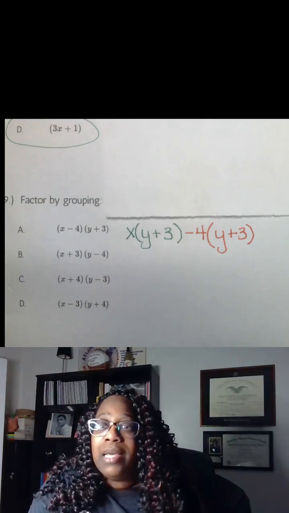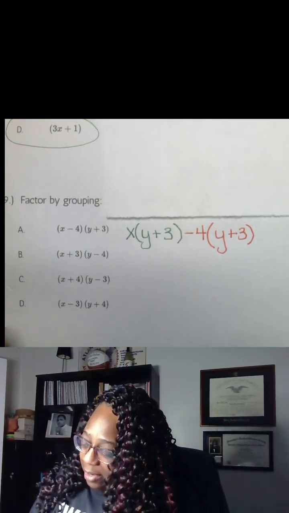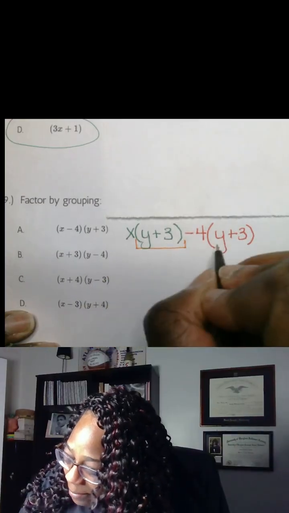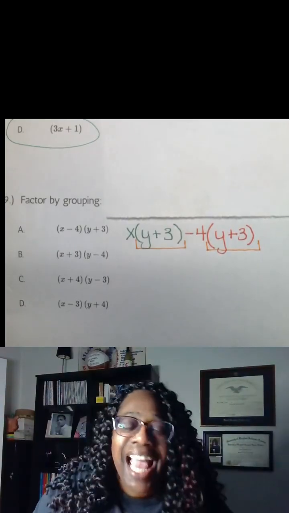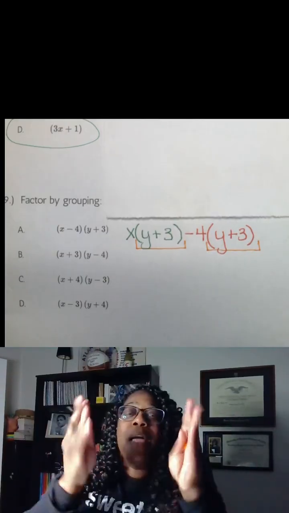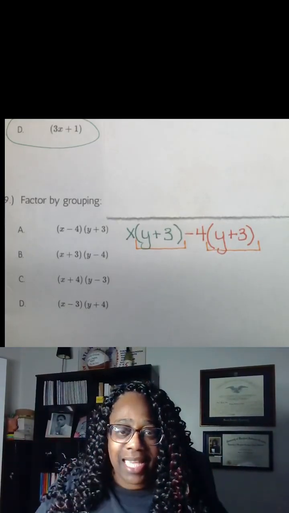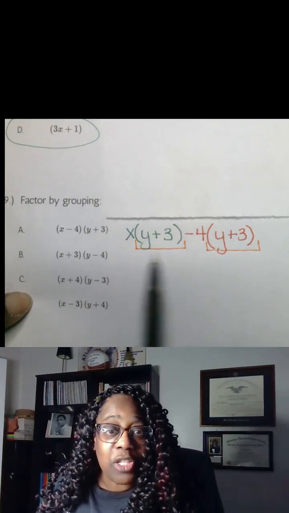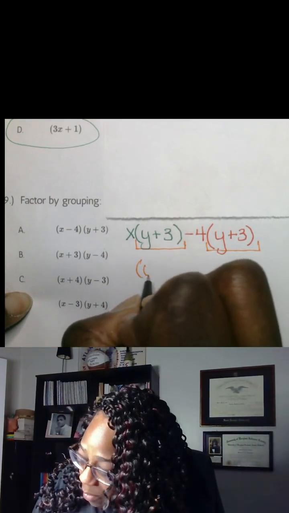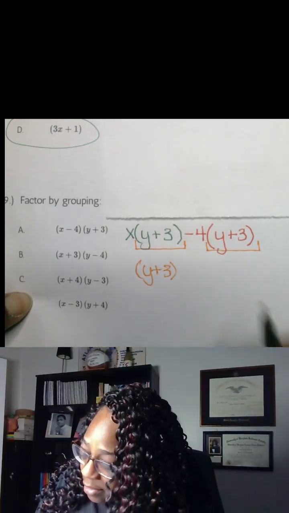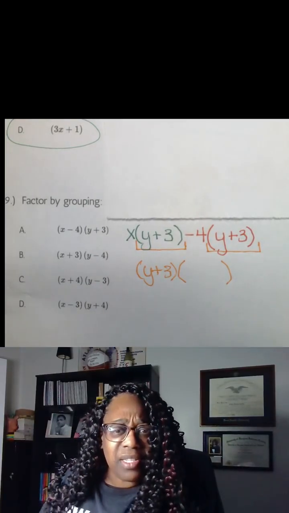Same variables, but what else? The same parentheses. Yes. So, taking a look right here, the parentheses are exactly the same. When you're doing grouping, that's exactly what you want. Every time you're doing grouping, that's your goal. I want these parentheses to look exactly the same because this is going to be my GCF for this line, because they both have my y plus 3. So if I factor out the y plus 3, what's left?